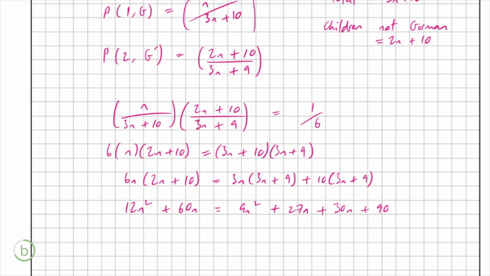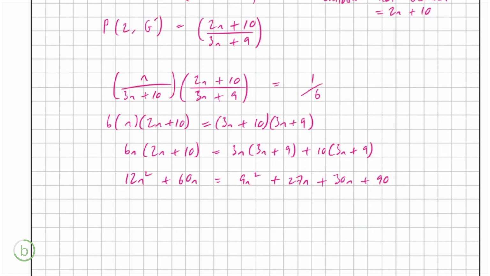So doing this step by step, bringing everything over to the left hand side, we have 12n squared minus 9n squared, which is of course 3n squared. We've got 60n minus 27n minus 30n, so 60n minus 57n, which leaves us with a plus 3n on the left. And the last thing to bring across is just the 90, so we're going to have minus 90. And as we've brought everything across, what we're left with on the right is just going to be equal to 0. And this is looking pretty promising, a nice quadratic forming, which we can probably factorize.